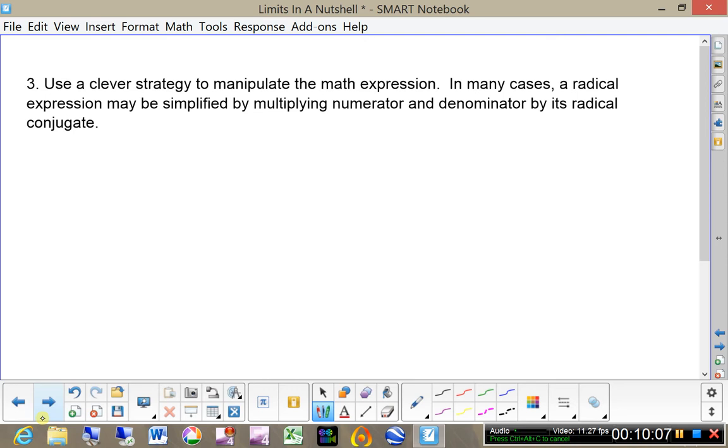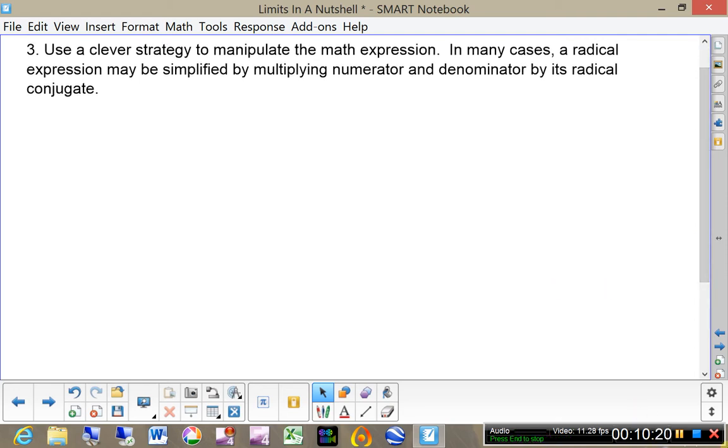Another possibility is to use, not a common factor, but a clever strategy to manipulate the math expression. And in many cases, a radical expression may be simplified by multiplying numerator and denominator by its radical conjugate. So take an example.